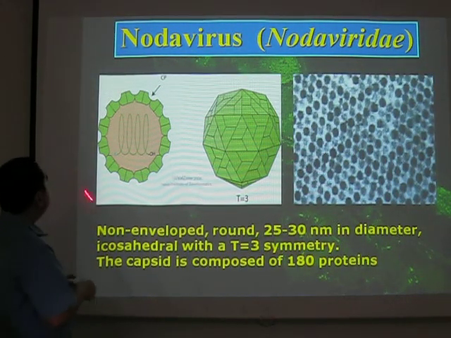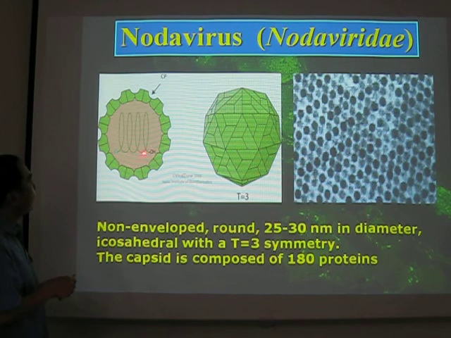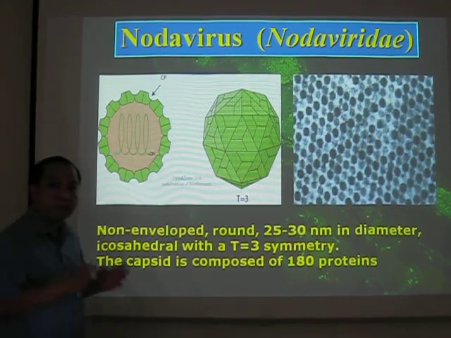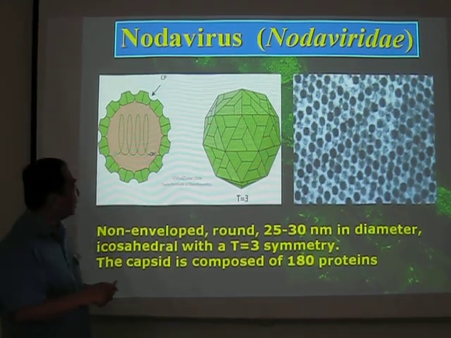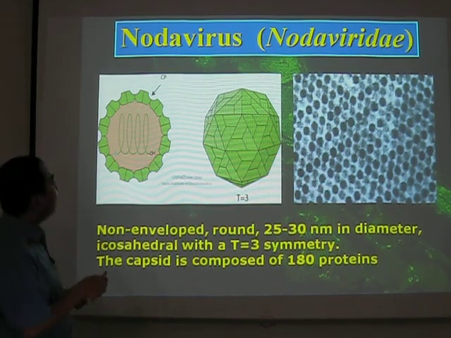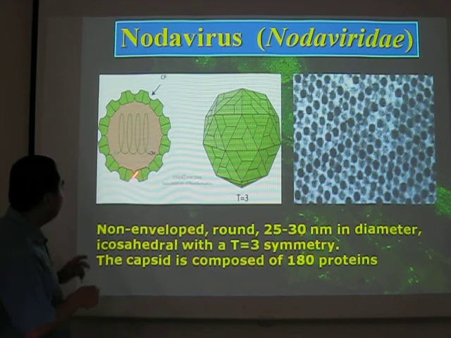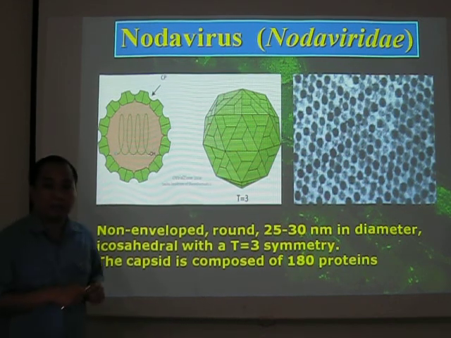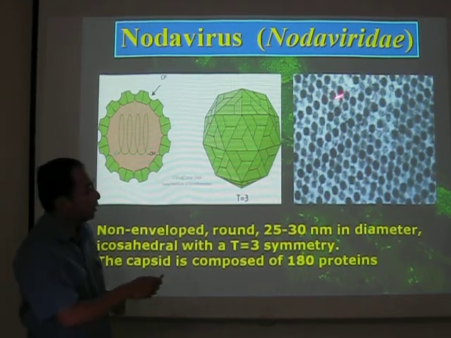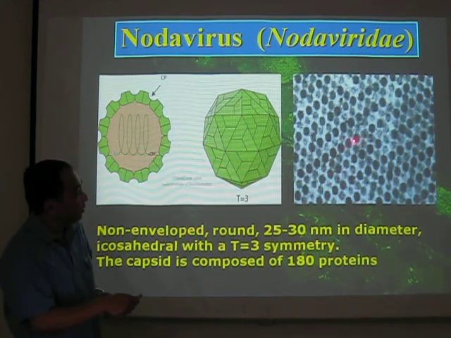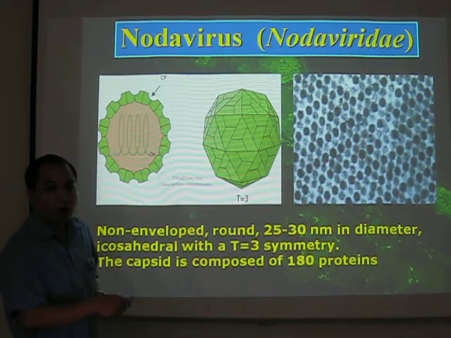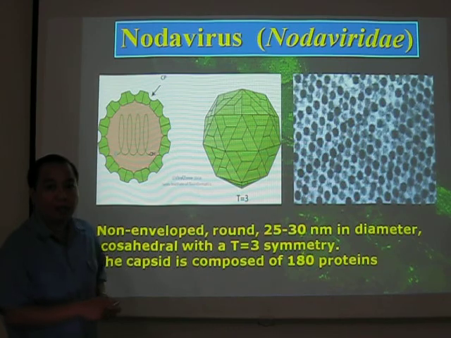Nodavirus is usually non-enveloped, round-shaped, and about 25 to 30 nanometers in diameter. It is icosahedral with T3 symmetry, and the capsid is composed of 180 proteins. As you can see on the right side of the picture are the virions of nodavirus as shown in electron microscope.